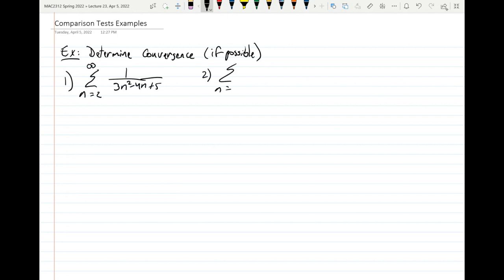Let's do the sum from 1 to infinity of the square root of n over n squared plus 1. And then let's take a look at n times 2 to the n over 4n cubed plus 1. Okay, so here we have three series. Let's try to determine whether they converge or diverge.